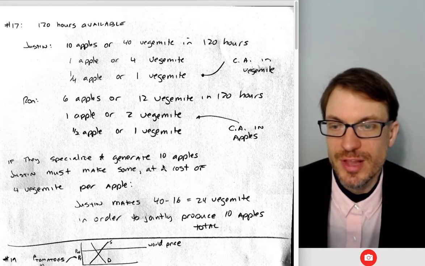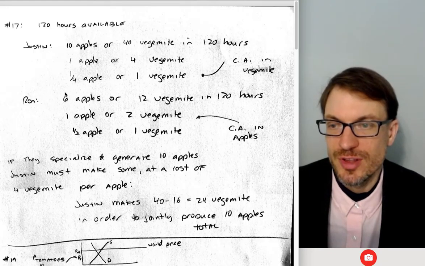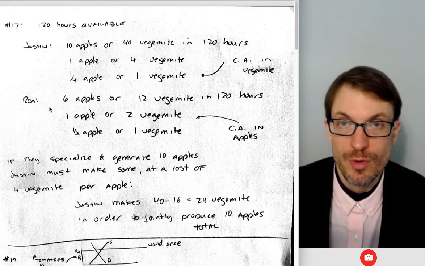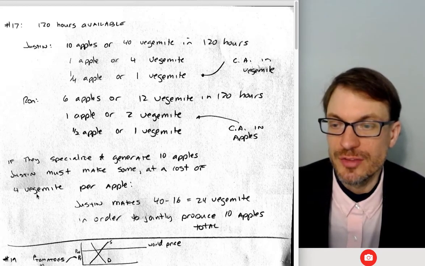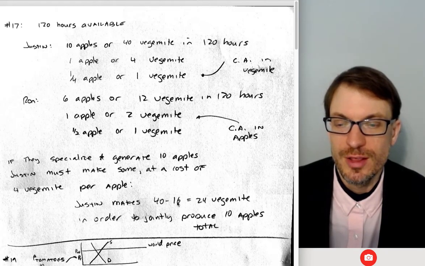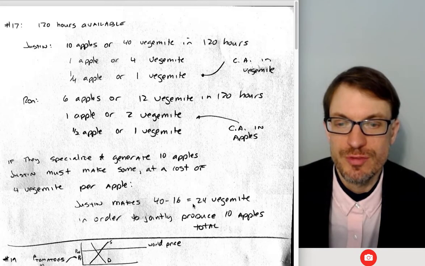So if they specialize and generate 10 apples, though, we have a problem. Comparative advantage has Justin specializing in Vegemite, Ron specializing in apples. Ron's only going to get us 6 apples. So we need Justin to contribute 4 apples. That's going to come at the cost of 4 Vegemite per apple, so we're going to lose 16 Vegemite from Justin. So our maximal amount of Vegemite is going to be 40 minus 16, which is 24 Vegemite in order to jointly produce 10 apples total, right?